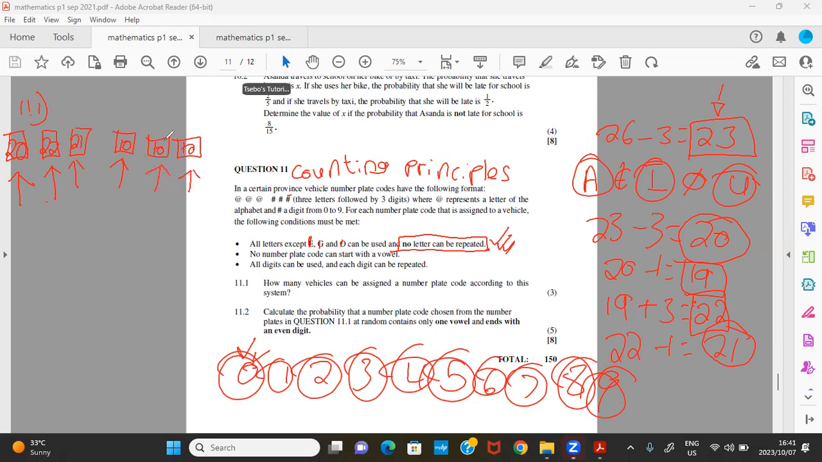So to find my answer, I'm just going to multiply everything out. So it's 20 times 22 times 21 times 10 to the power of 3. What is that? What is the answer?